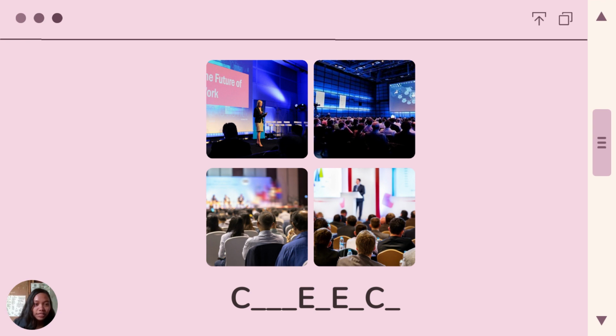So the first picture, there is a girl standing on the stage, and then the second one, there is a group of people. It's almost the same. And then the third picture, there is a group of people, and then also in the fourth one, there is a crowd. And then the given letters are C, E, E, and C. So what are the missing letters? There are 6 missing letters there. So what is it? I know you will get this.